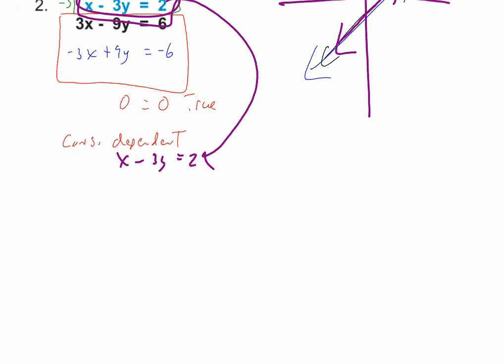All right, so that's the answer. X minus 3y equals 2, or 3x minus 9y equals 6, or if you really wanted to, negative 3x plus 9y equals negative 6. All right, you better take some time tonight and try to understand what's going on as you do your homework.